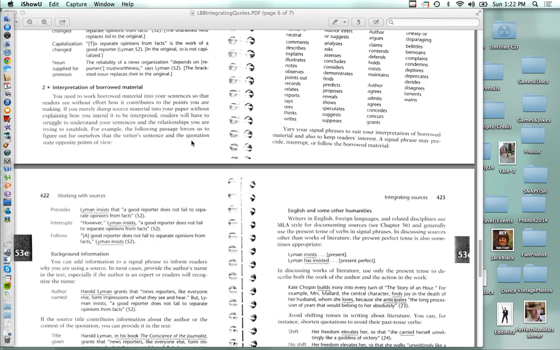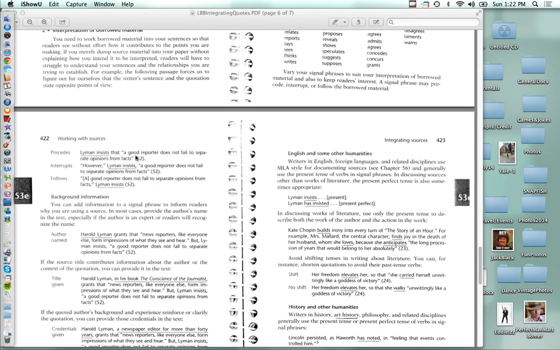Here are some more examples. Lyman insists that. Now, using the word "that" here means that it's not a signal phrase exactly. If you look here, it says, "However, Lyman insists, a good reporter does not fail to separate opinions from facts." The signal phrase is in the middle and is set off by commas on either side. That's our comma rule, a non-essential element. It could be taken out and not change the meaning. If this wasn't here and it said, "Lyman insists," this is the signal phrase, and the comma goes there because it's standing in for the word "that." So when you're thinking about signal phrases, always think of the word "that" in your head. Lyman insists that.